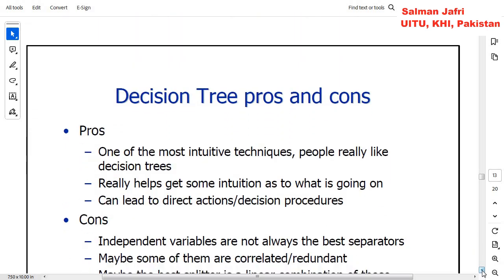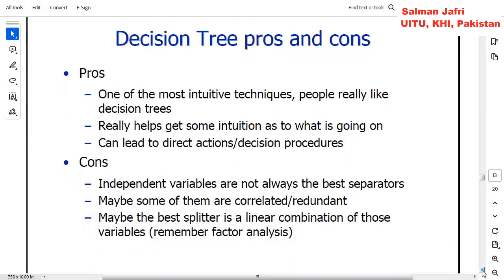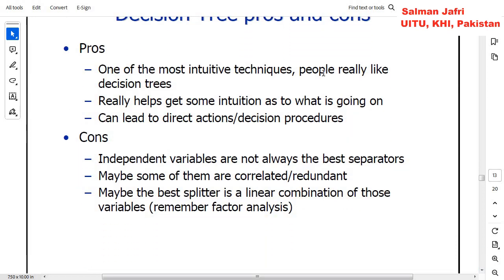So what are the pros and cons of the decision trees? Pros: one of the most intuitive techniques. People really like decision trees. So it's very intuitive and very straightforward. Really helps to get some intuition as to what is going on. We have a better view of the picture that's going on. Can lead to direct actions, decision procedures.